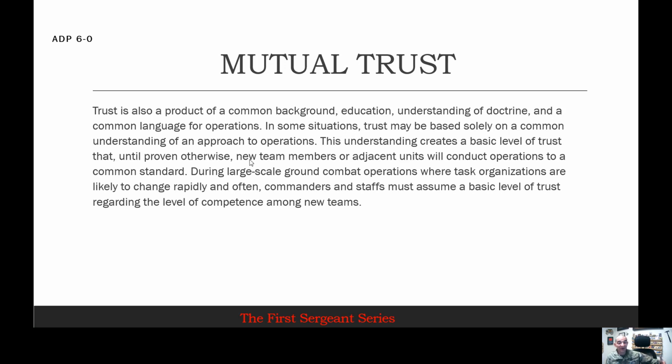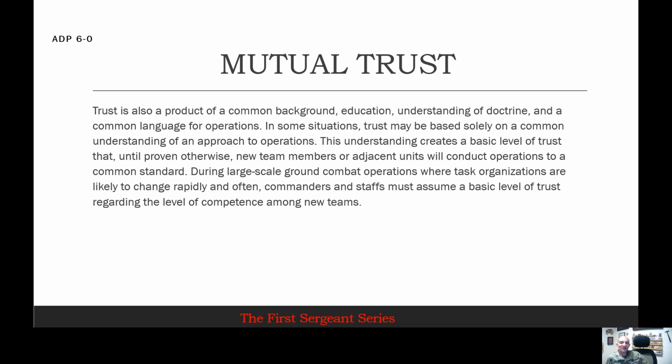Trust is also a product of common background, education, understanding the doctrine, common language of operations. I hate acronyms, right? So I try not to use acronyms as much as I can, right? Like a private, we need to be able to relay the information to the lowest level. And building trust and building the background, the education, understanding the doctrine, such as ADP 6-0, 3-0, 7-0, whatever it may be, we need to build that foundation.